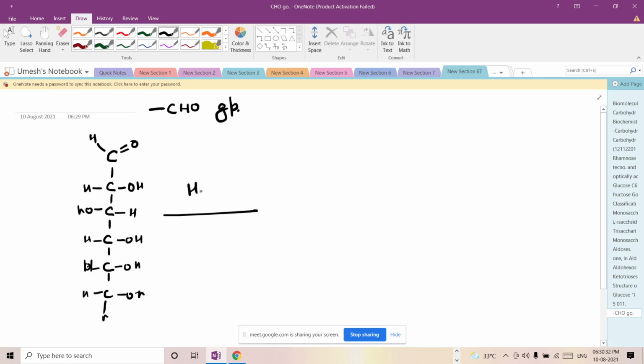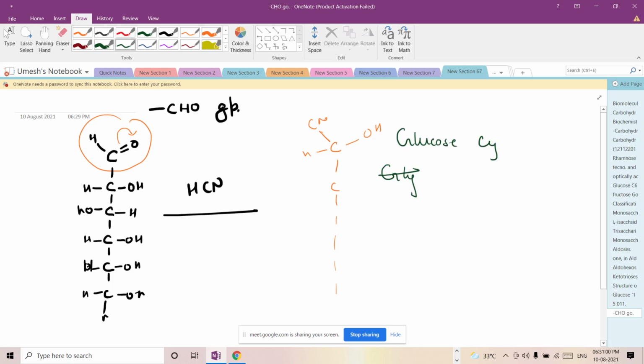If it is treated with HCN, this HCN will attack the aldehyde group here, causing an electromeric effect, and it will form the OH group here and the CN group here. The rest of the structure is the same, right? Cyanohydrin is formed. It is called glucose cyanohydrin.